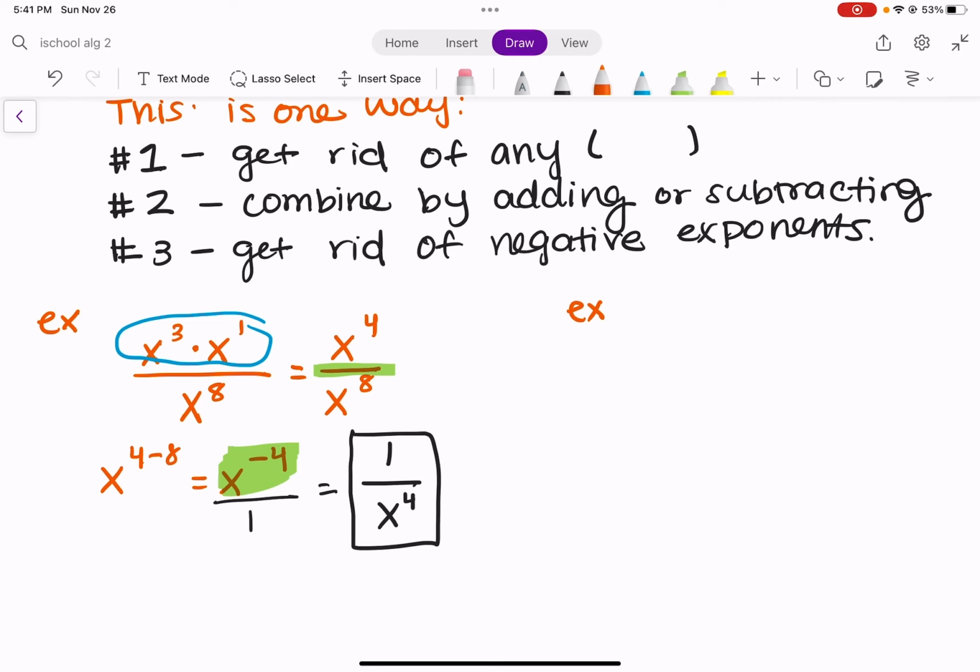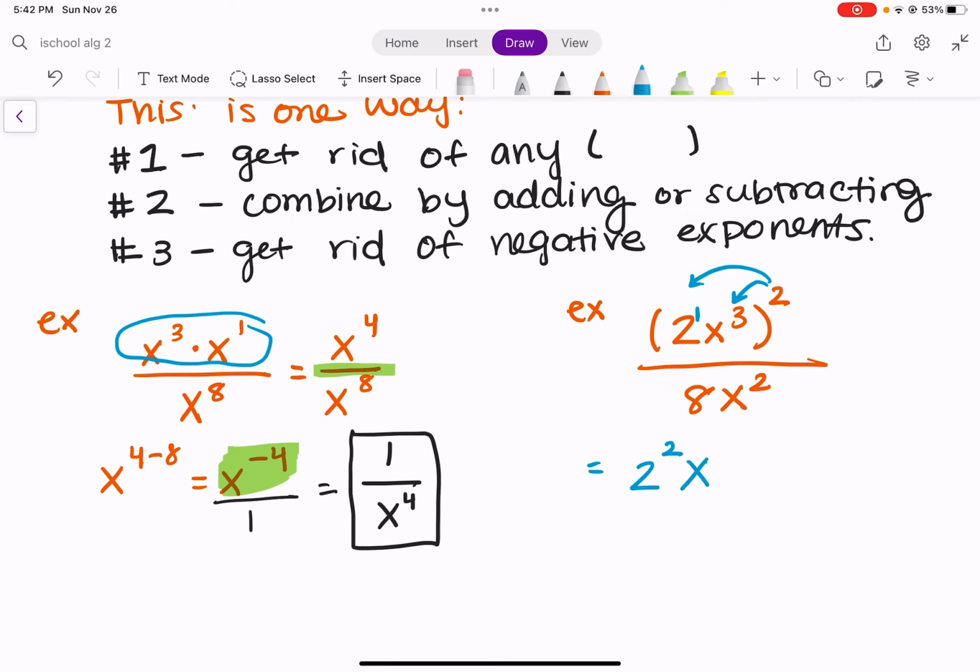Let's say I have 2x to the 3rd, to the power of 2, over 8x squared. Okay, first of all, got to remember this 2 has an invisible exponent of 1. Okay, so step 1 is get rid of any parentheses. I have parentheses on the top. So to get rid of it, I have to distribute the 2 to both of these. So I'm going to have 2 to the power of 2, and then x to the power of, 3 times 2 is 6, over 8x squared.